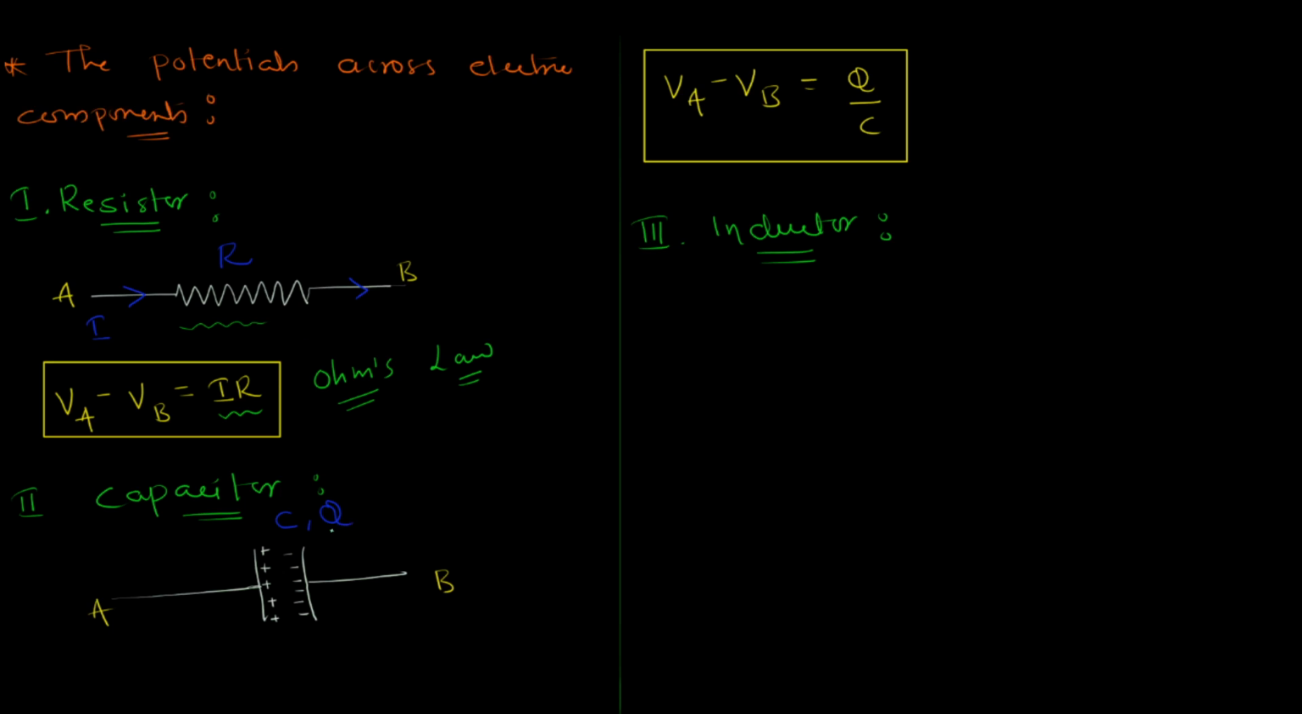All right. And for a capacitor, let's say you have a capacitor of capacitance C. The capacitance of the capacitor is C, and the charge stored in the capacitor at a given time is, let's say, Q, and A and B are the ends of the capacitor. Then the potential difference between A and B is defined as Q by C. And how often have we used this expression right here, right?